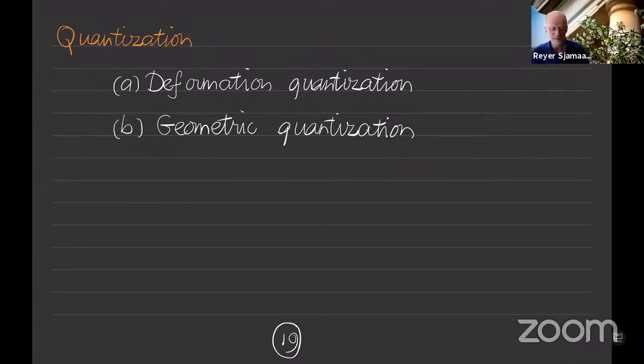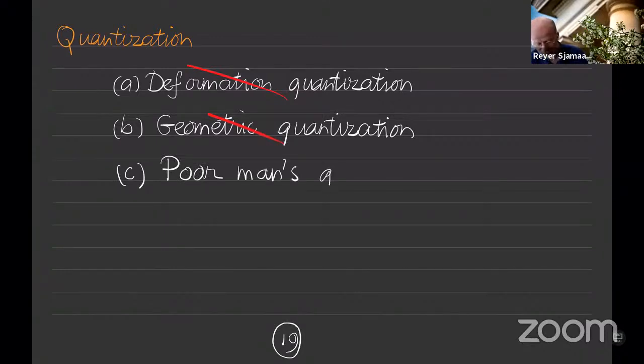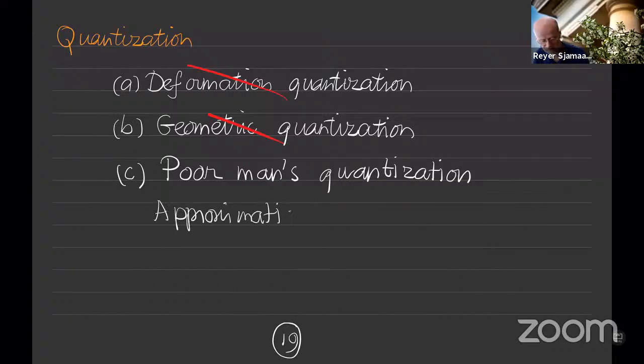So that much about reduction. Let me move on to quantization, which means different things to different people. Deformation quantization or geometric quantization, but that's much too hard for me today. Instead, I'm going to do something else, which for want of an accepted name, I will call Bormann's quantization. It's a crude approximation of geometric quantization. So what is it?